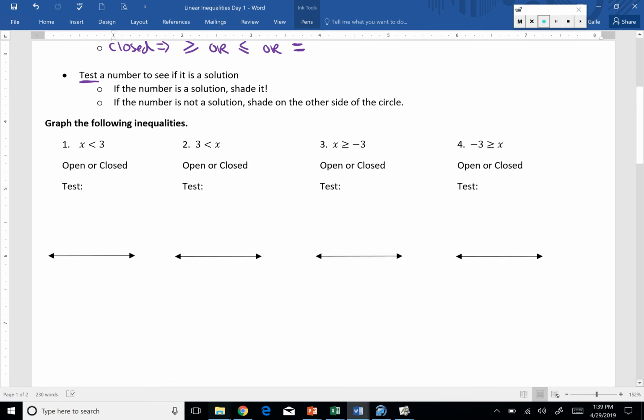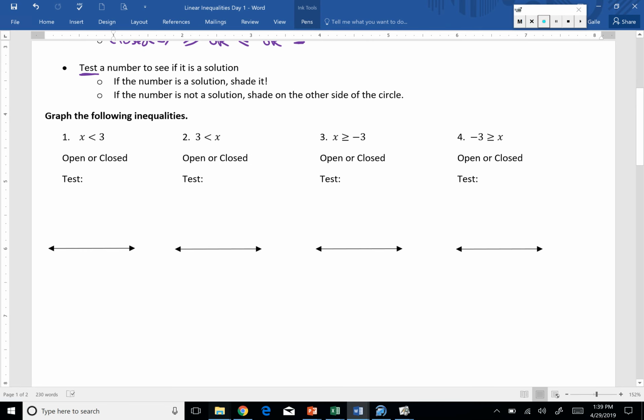So I kept them very simple. I don't want us to do any solving. I don't want to worry about getting x by itself. We're already there. We just want a graph. So in number 1, first question is open or closed? What do we think? Open. There's no equals, so we're going to be open.